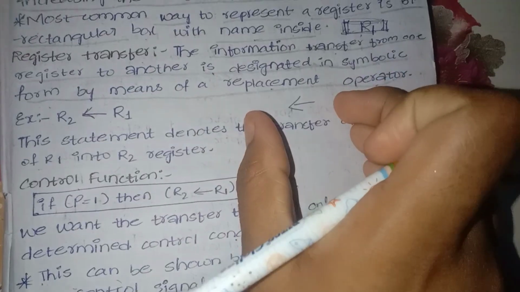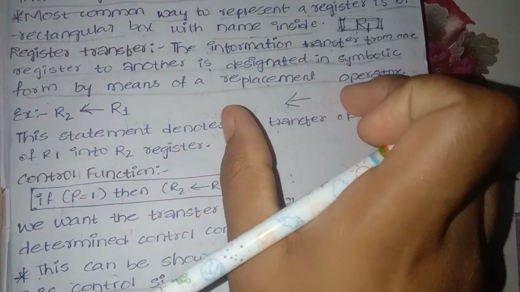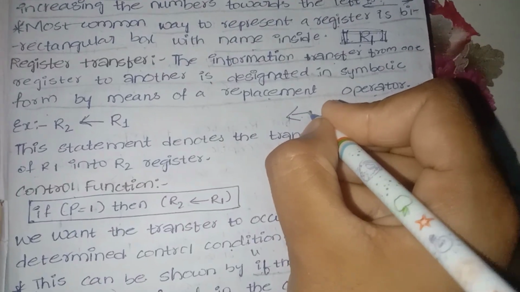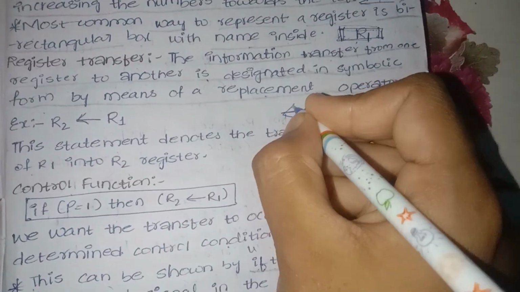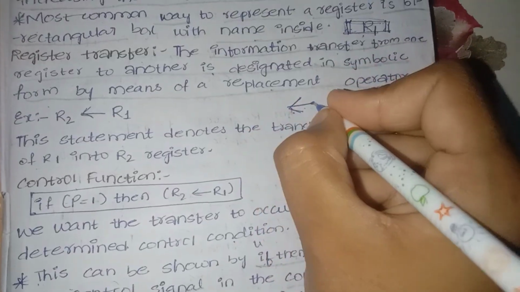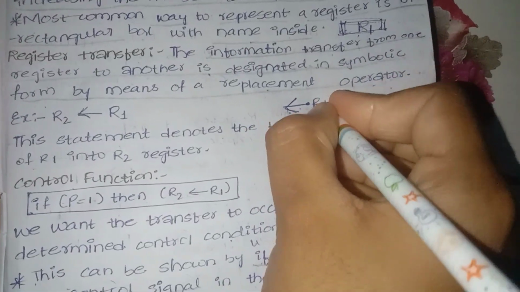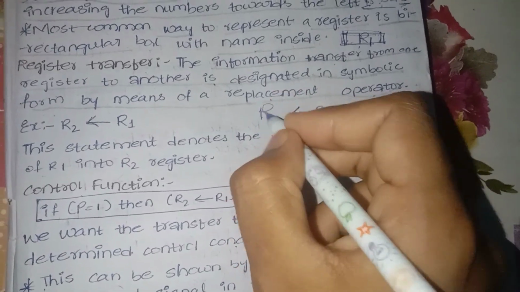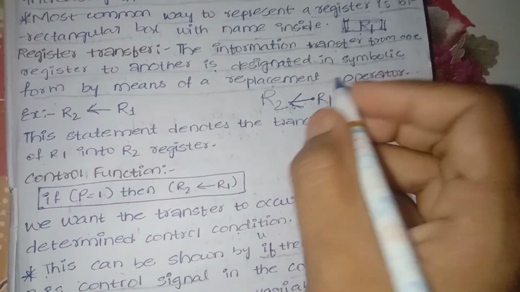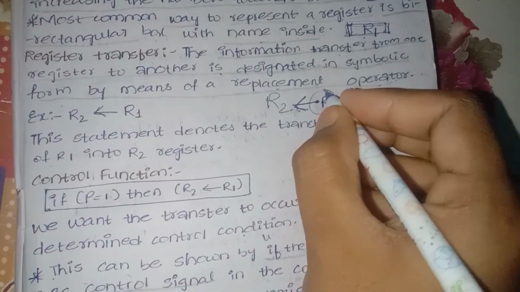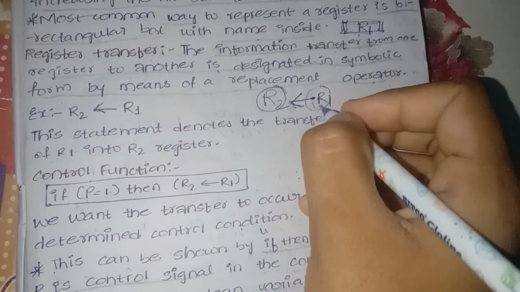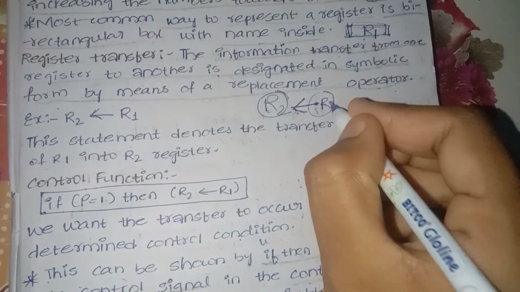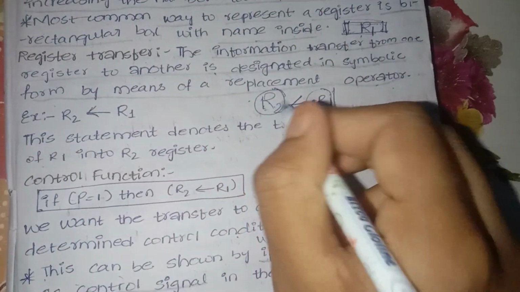In register transfer language, in the computer organization and architecture subject, we represent it starting from the rightmost position and going to the left side. We represent it with the R1 register, a replacement operator, and the R2 register. R1 transfers its information to the R2 register. So this is the register transfer language, a symbolic representation for register transfer.